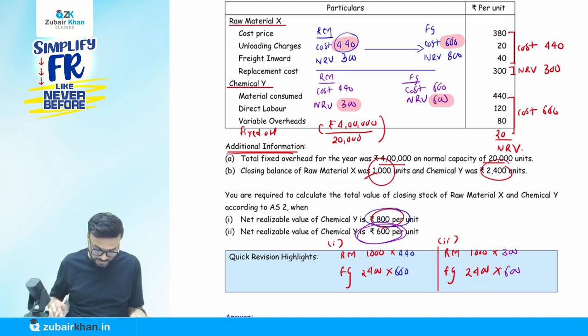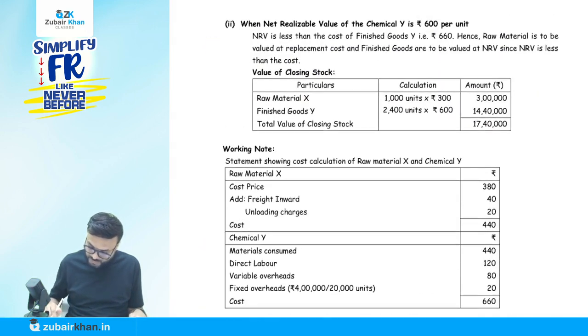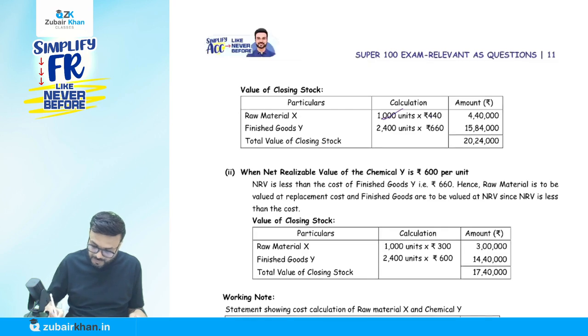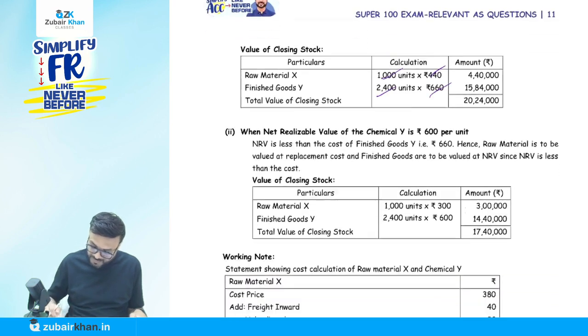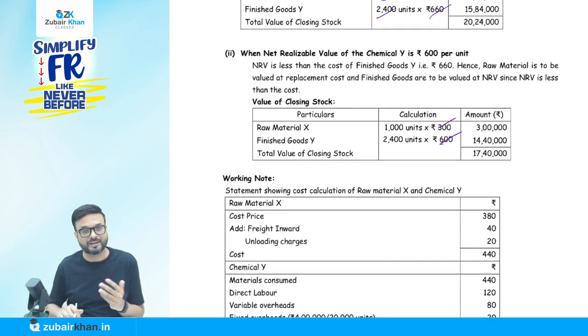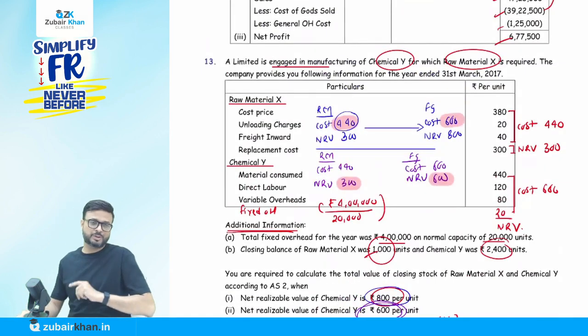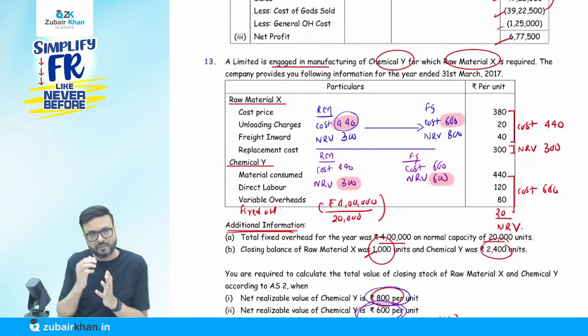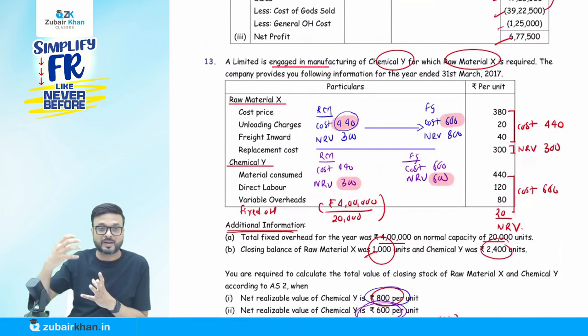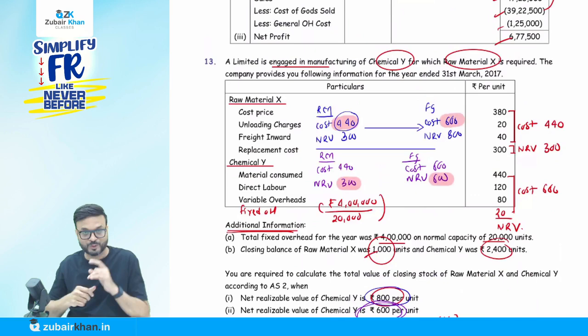Like that, they have done the calculation here. First case, 1000 multiplied by 440, and this 660, correct. Second, here 300 and 600. And I will make a separate video on how to write answers in the exam, a very smart but easy way. I will make a separate video on how to write accounting standard questions in the examination.